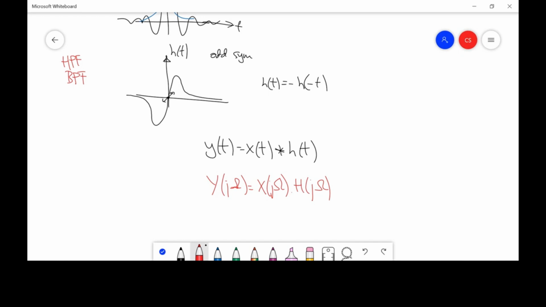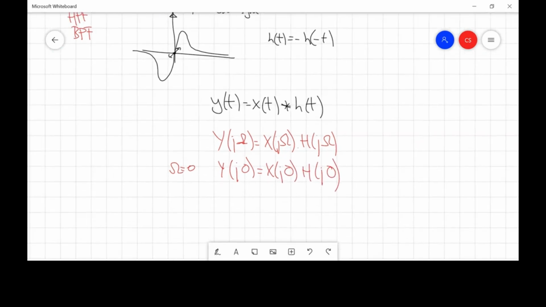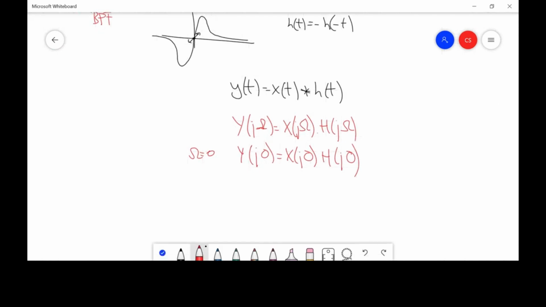What about omega equals 0? For omega equals 0, this holds true: Y of 0 is equal to X of 0 times H of 0. And what is omega equals 0? It is the DC component. It is the constant, so the average of our signal. So let's study H of j omega 0.